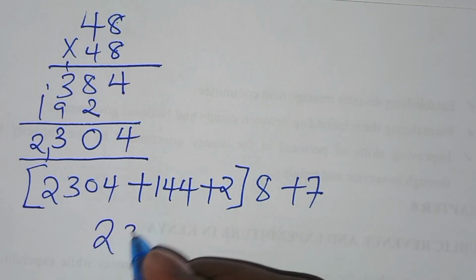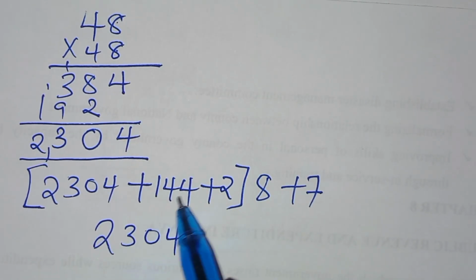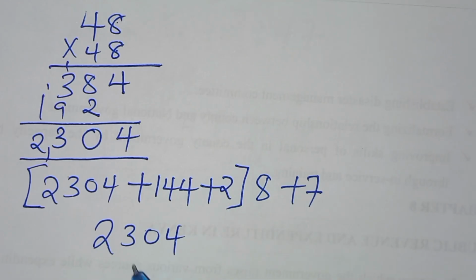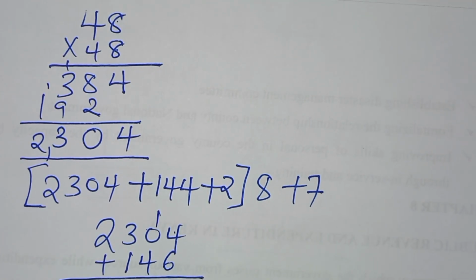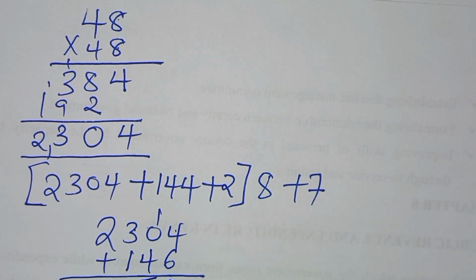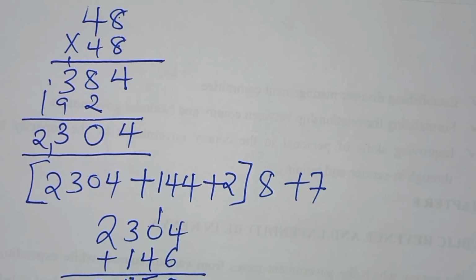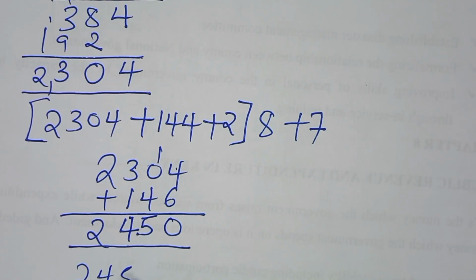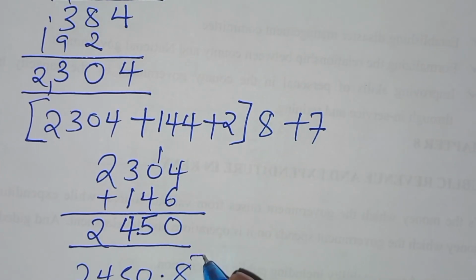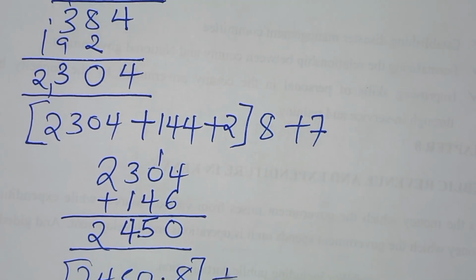So we have 2304, 144 plus 2, this is 146. So 6 plus 4, this is 10, 0 carry 1, this is 5, then here we have 4, so we have 2450. So 2450 multiplied by 8, then plus 7.